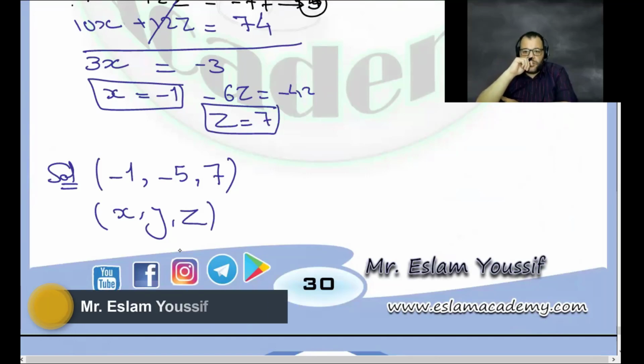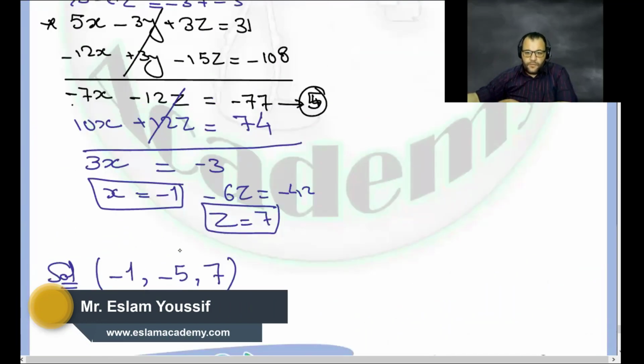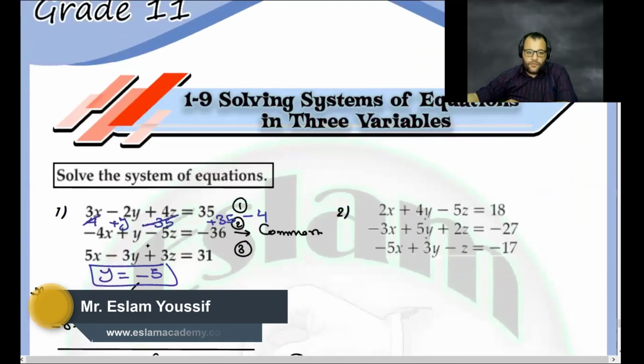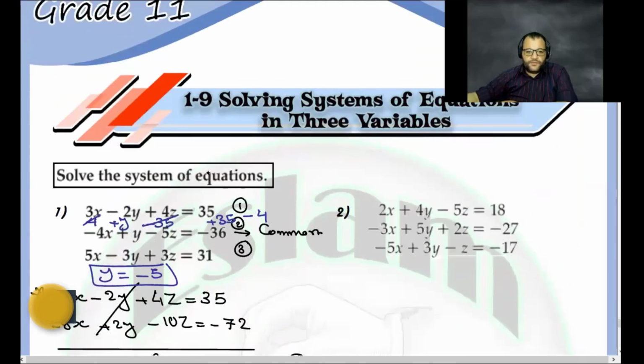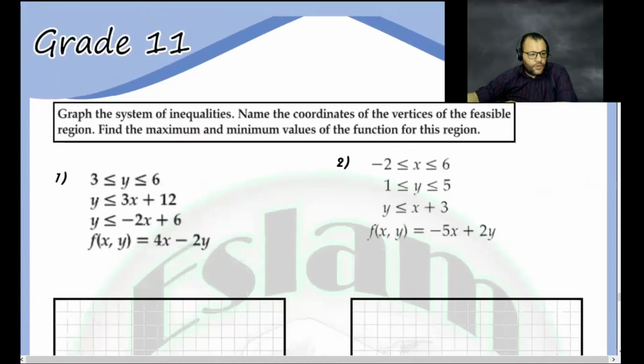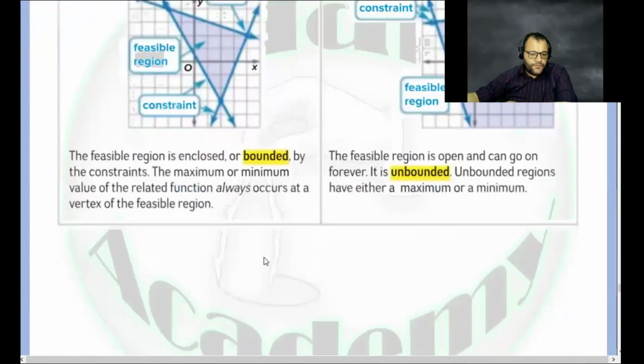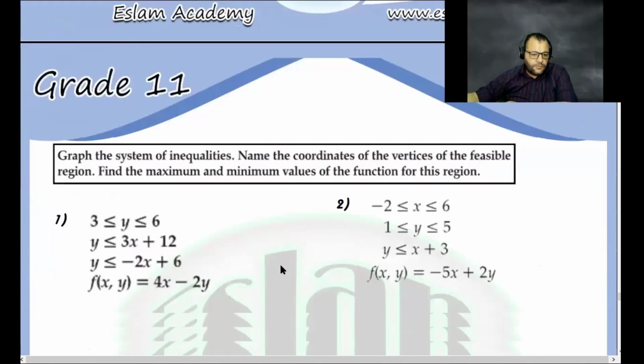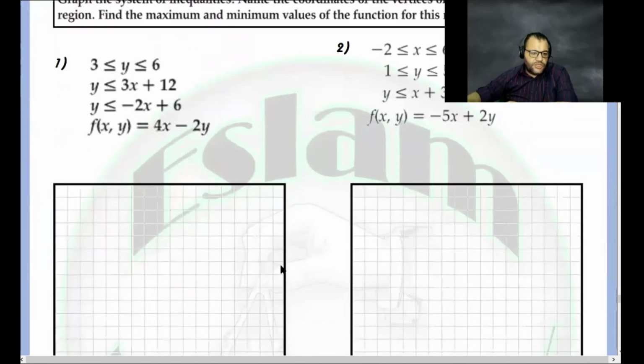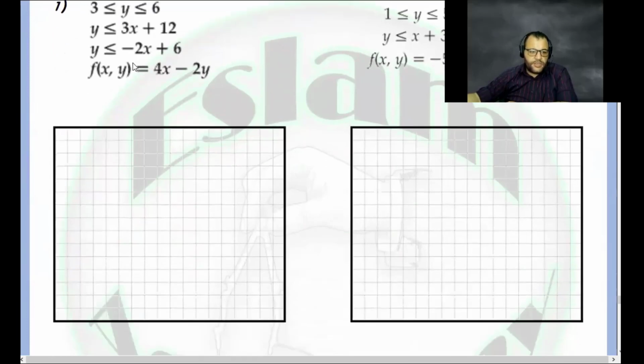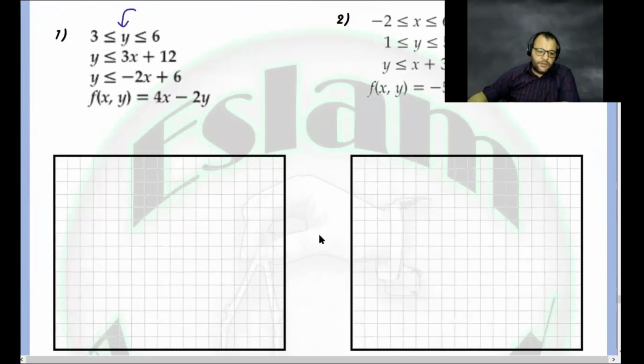Do you have any other question? Yes, Mr. Lesson 1.8. How do you graph an inequality with one variable and two numbers? This one, number one, the one that you can see now on the screen.